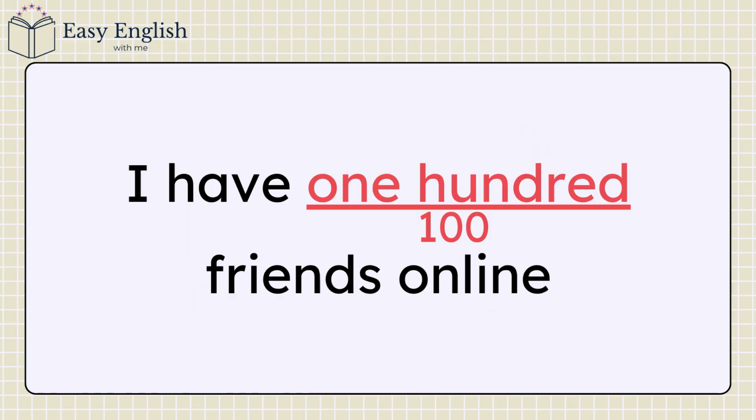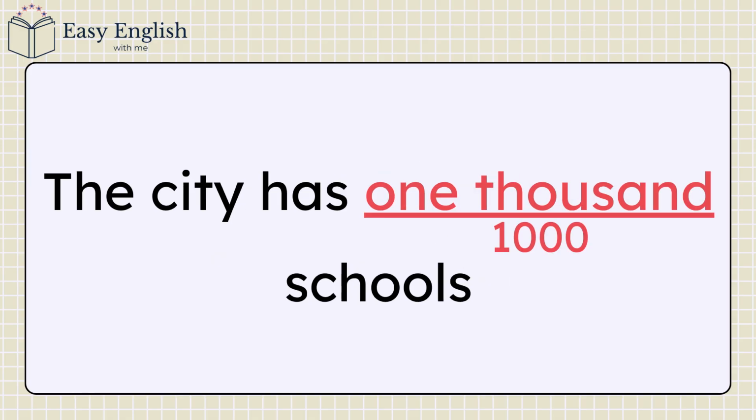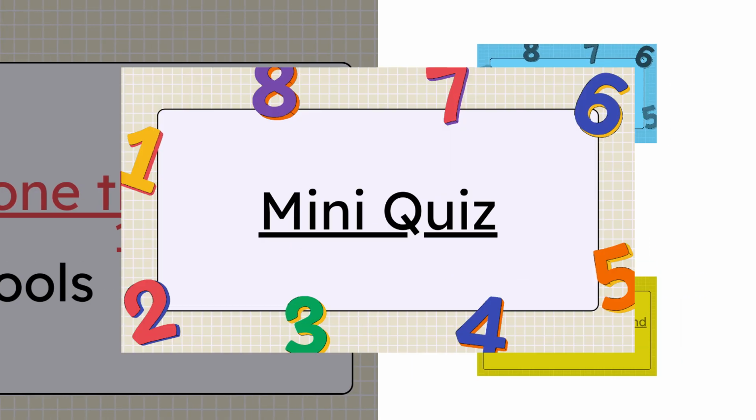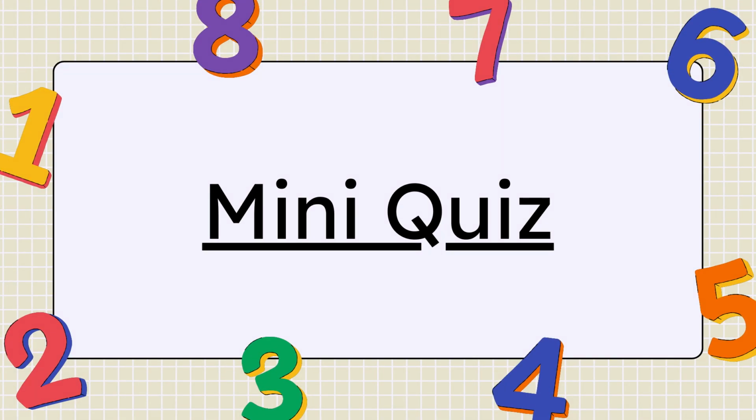Example. I have 100 friends online. The city has 1,000 schools. Let's test your memory. I'll say a number and you say the words.